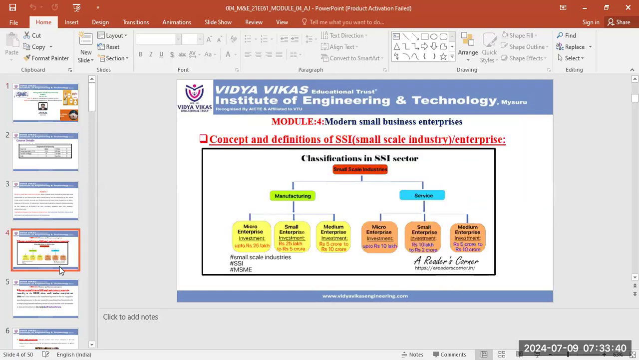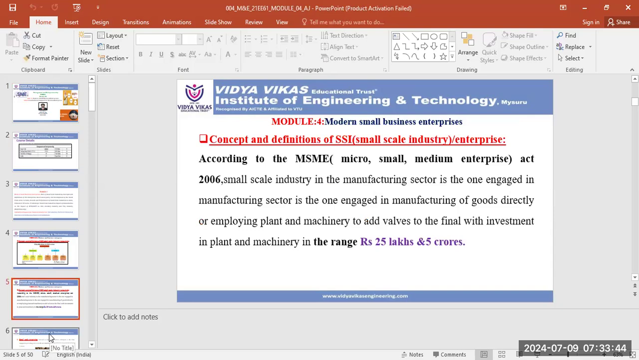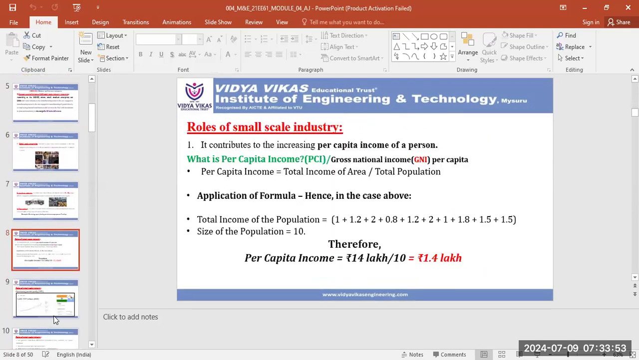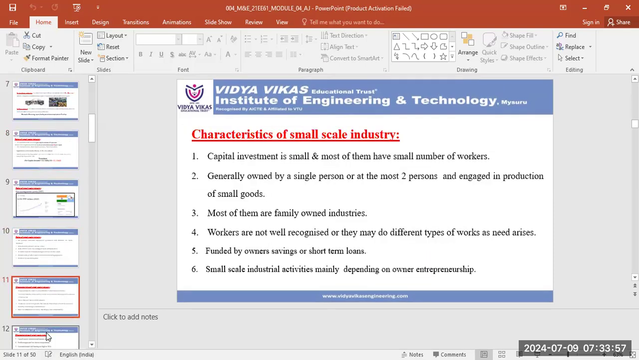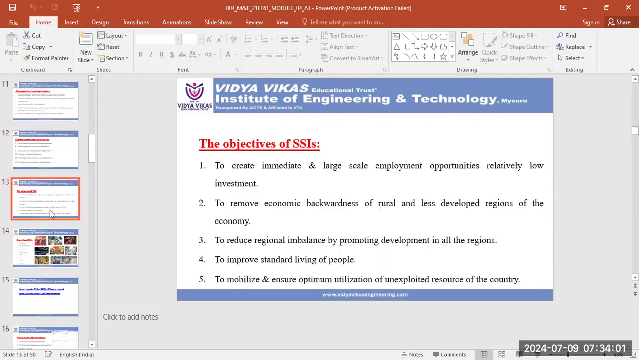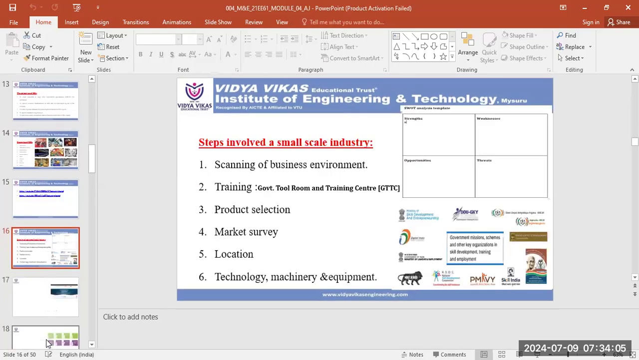In side A, we already discussed classification of small scale industries, then definition of small scale industries, definition of small scale enterprise, definition of ancillary industry and tiny industry. These are all the concepts we already discussed, and then roles of enterprise, small scale industry, characteristics of small scale industry, different examples of small scale industry, and objectives of small scale industry. And now let's concentrate on steps involved in a small scale industry.